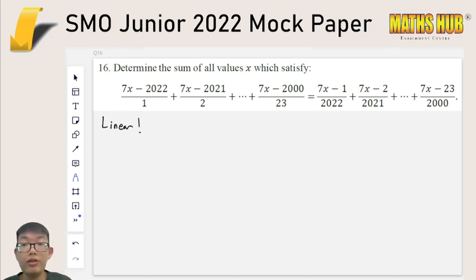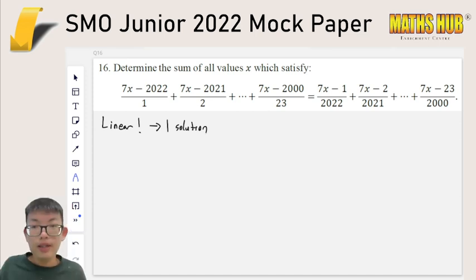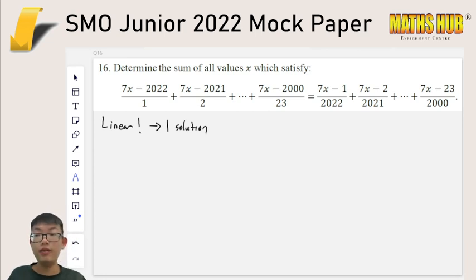Needless to say, this is not going to cancel off because the left side has a different number of x's as the right side. So it's not going to completely cancel off, meaning that there should only be one solution. Now, seeing as there's only one solution, what you can do is more or less just to try to guess that solution, because this is a bit too complicated to actually combine together. And you realize that it would be perfect if 7x equals to 2023.